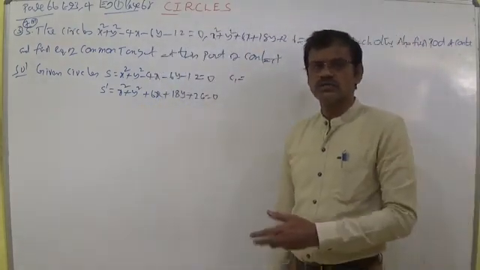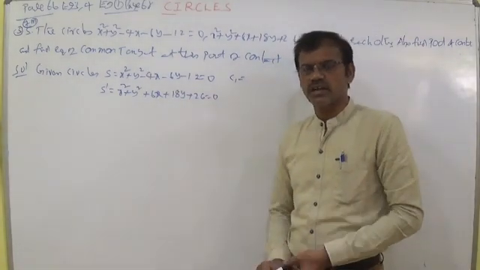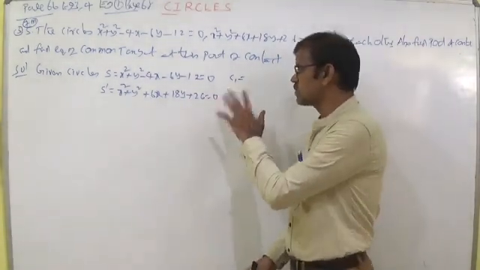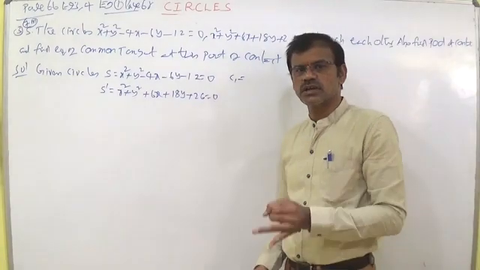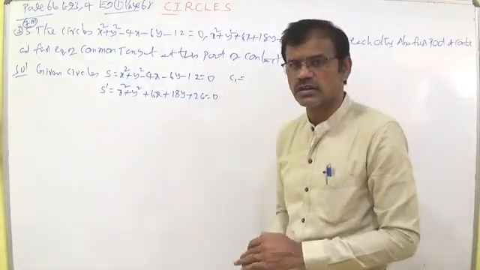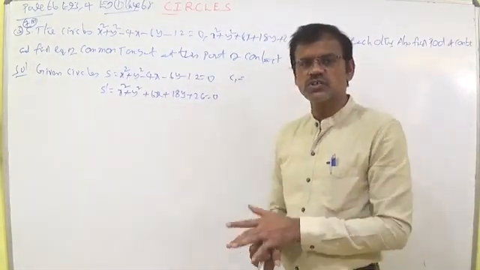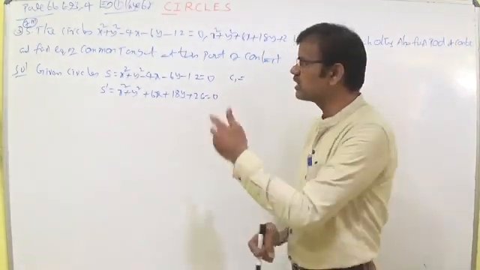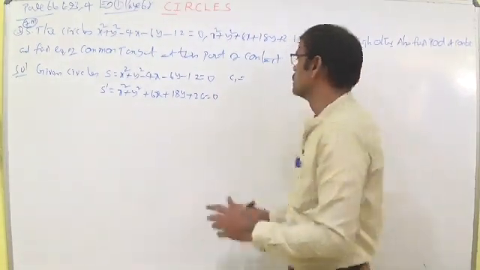This model question depends upon exercise 1E concept. For every circle, this is the process. C1 you should calculate, C2 you should calculate, R1 you should calculate, R2 you should calculate. C1, C2 distance also you should calculate. Depending upon the condition, we can decide how many tangents can be drawn.